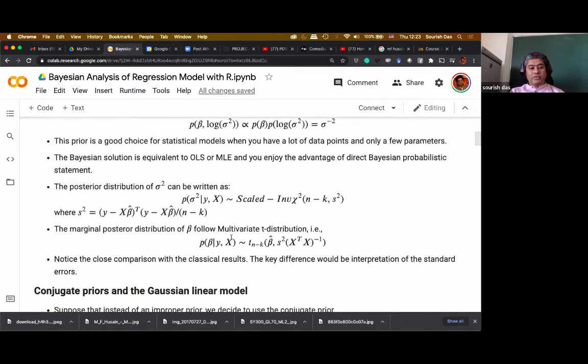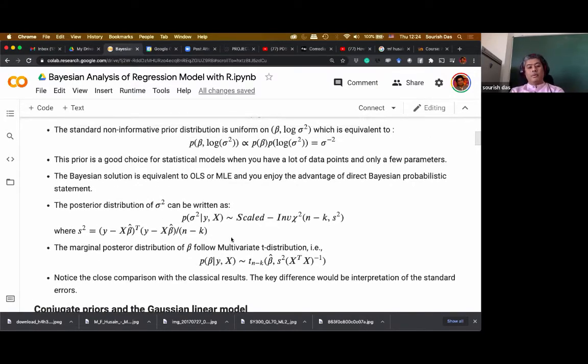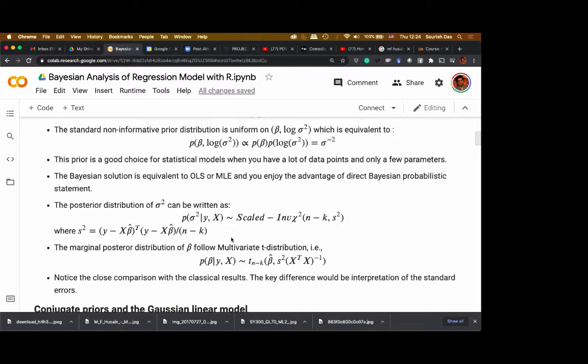Any question so far? Does it make sense to assume a distribution? S square is our estimated statistic, a proxy for sigma square. Since we are assuming distributions on beta, why aren't we assuming a distribution on sigma square in the frequentist approach?